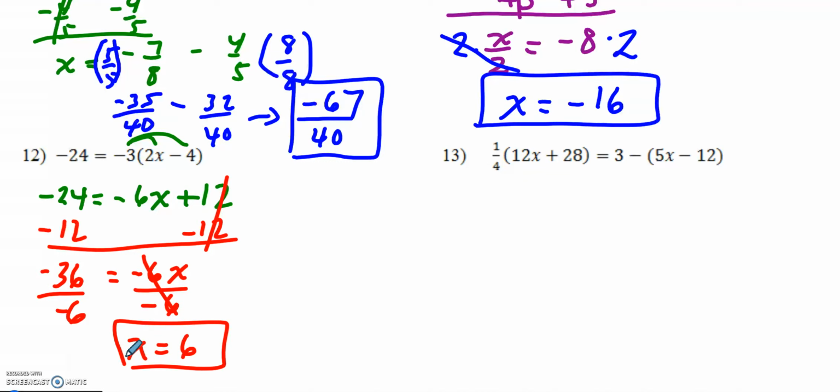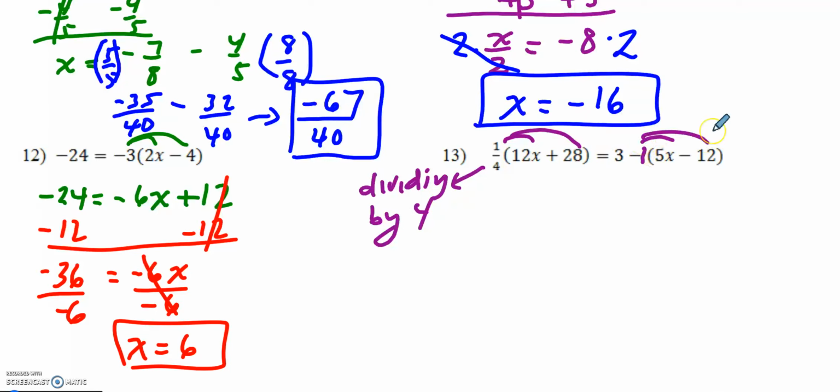Number 13, looks like on this side, I have to do the distributive property of 1/4. And remember that multiplying by a 1/4 is the same thing as dividing by 4. And on this side, remember that there's really a -1 in front of this parenthesis, so that is what you actually are distributing. So 1/4 times 12, or 12 divided by 4, is 3x. 28 divided by 4 is really 7, equals 3. If I distribute the negative, we'd have -5x. Negative times negative is a +12.